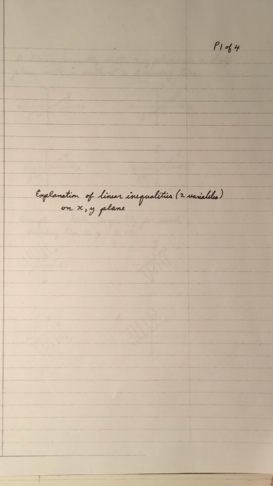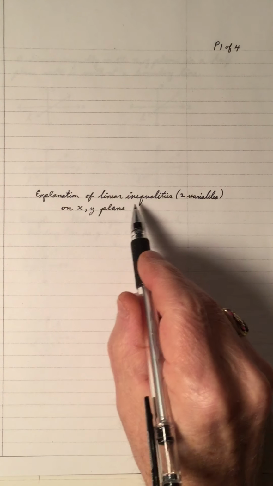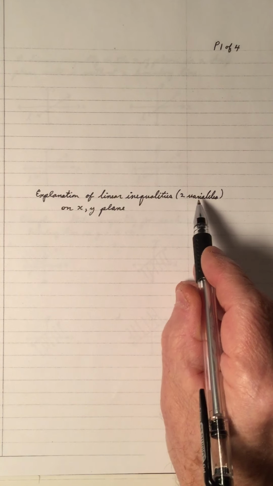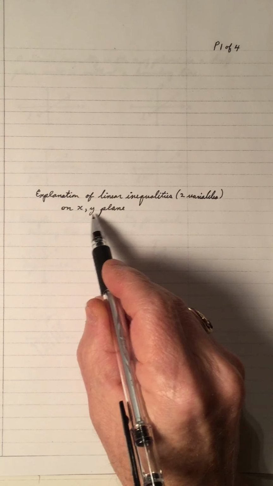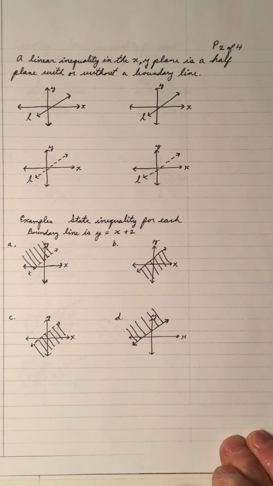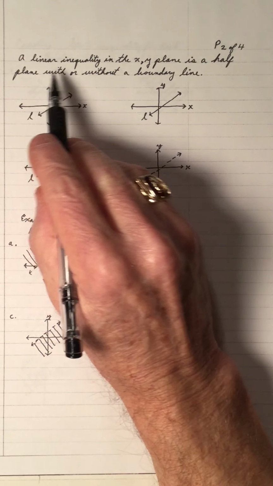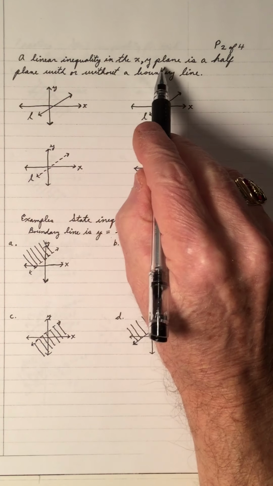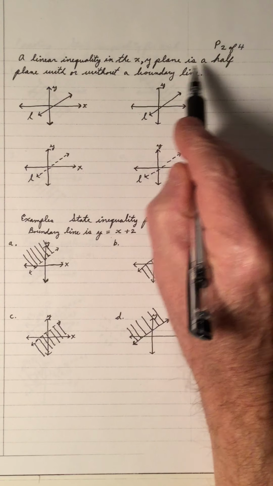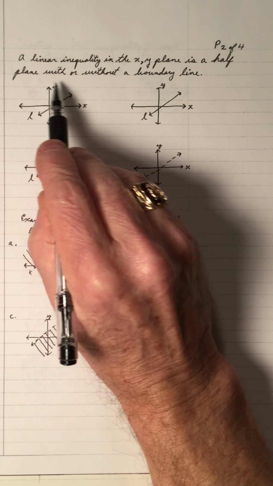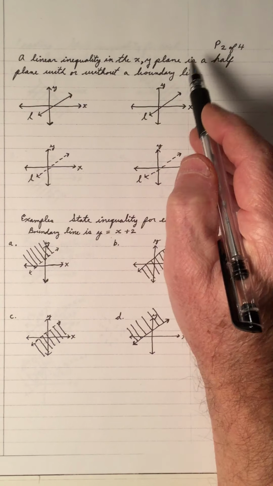Hi, welcome to my video on the explanation of linear inequalities, two variables on an xy plane. This on the xy plane is called the Cartesian plane, or we could say on the xy axis. A linear inequality in the xy plane is a half plane with or without a boundary line.